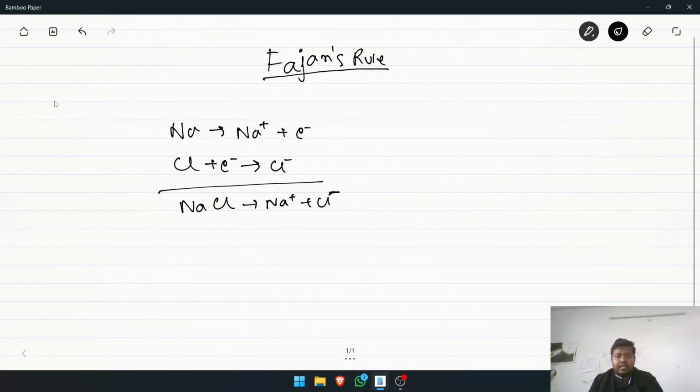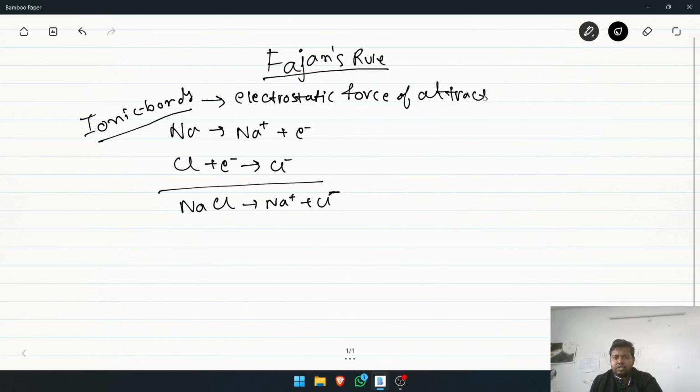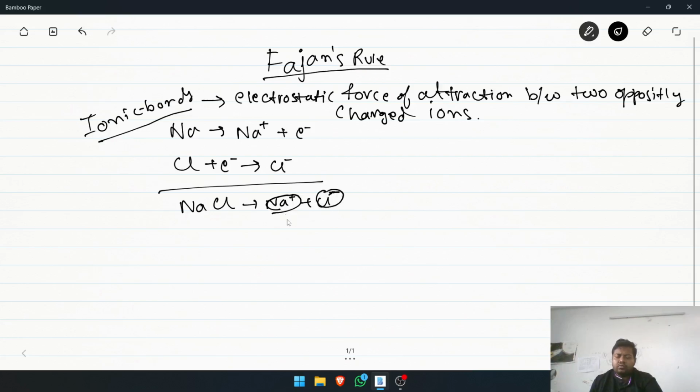In ionic bonds, we used to think there is only electrostatic force of attraction between two oppositely charged ions, so one positive ion and a negative ion. And what is covalent? Covalent is sharing of electrons, like A will share one electron, B will share another electron, and they will form an A-B bond. That is sharing of electrons.